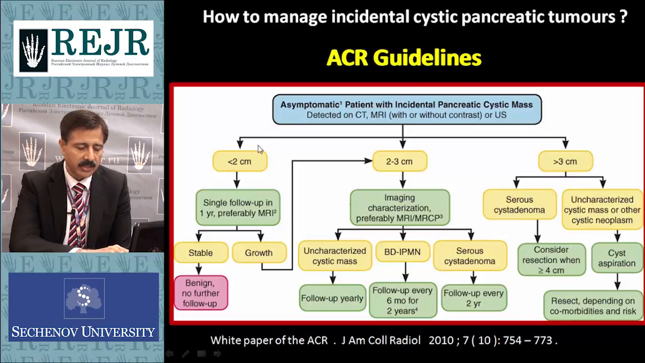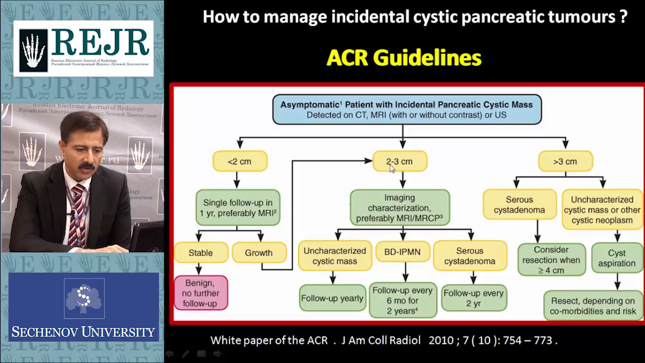Now they divide them into 3 categories: less than 2 centimeter, between 2 and 3 centimeter, and more than 3 centimeter. And the guidelines are, if the lesion is less than 2 centimeter, then you follow it up for 1 year, and if they remain stable, then there is no need of doing anything further.